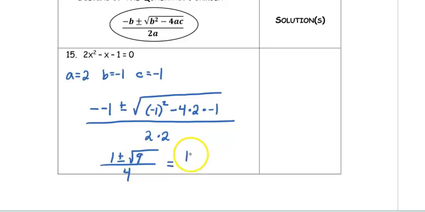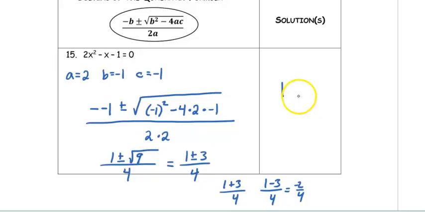So the square root of 9 is 3. And so I'm going to do 1 plus 3 over 4. That'll be 4 over 4, which is 1. And I'm going to do 1 minus 3 over 4. That'll be negative 2 over 4, which is negative 1/2.